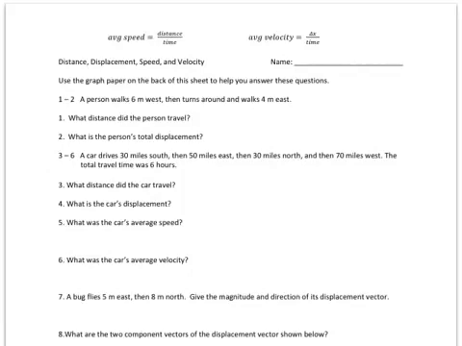Now here we go. Let's try doing this first one here. Let's see. So for number 1 and 2, we have a person who walks 6 meters west, then turns around and walks 4 meters east. So let's just take a look at what that means.